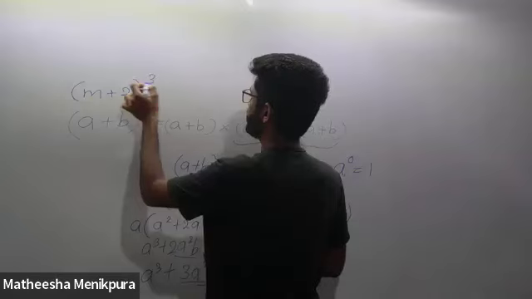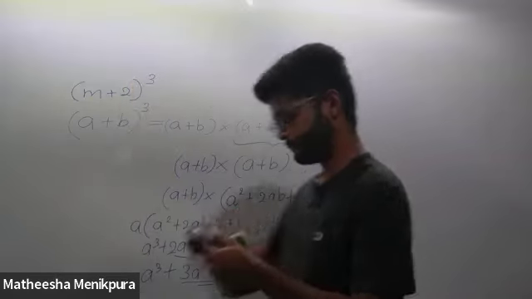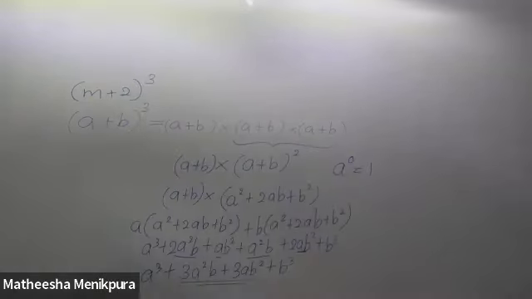Okay, sir. Try (m + 2) whole thing cube. M plus 2 whole thing cube. Try it.